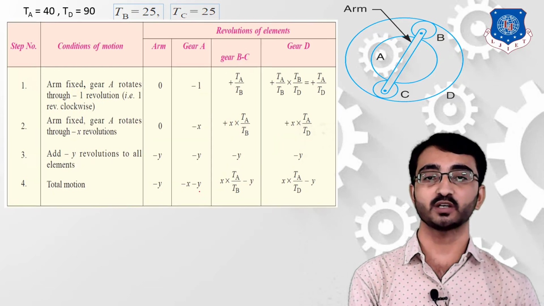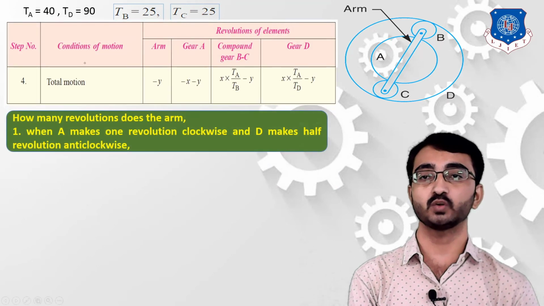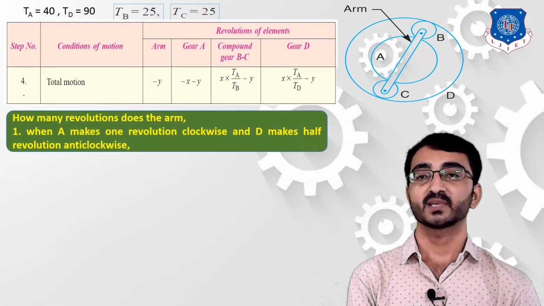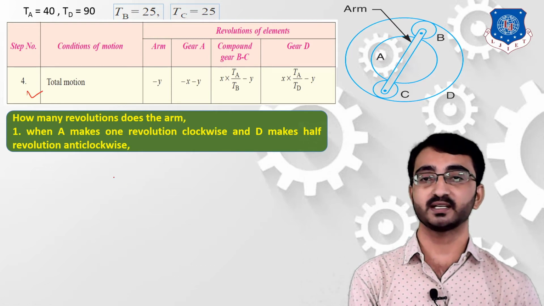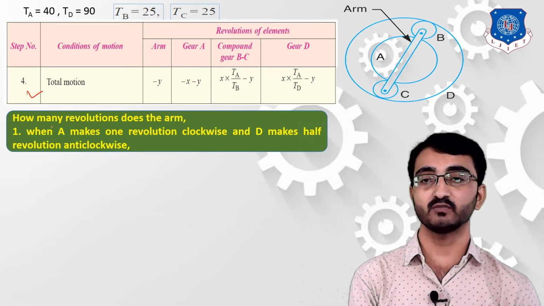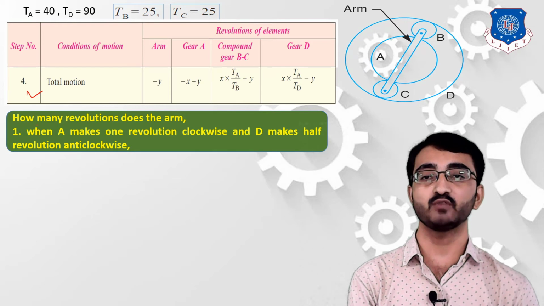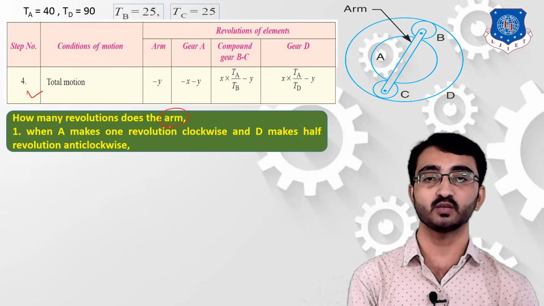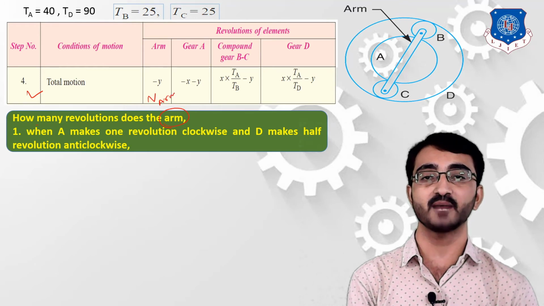Let's sort out this data and make a list of the total motion of all the components, and here we have to consider the first condition. In the first equation, what we have to calculate is how many revolutions the arm makes, which means we have to calculate the speed of the arm. So here we can consider that the speed of the arm is equal to y.